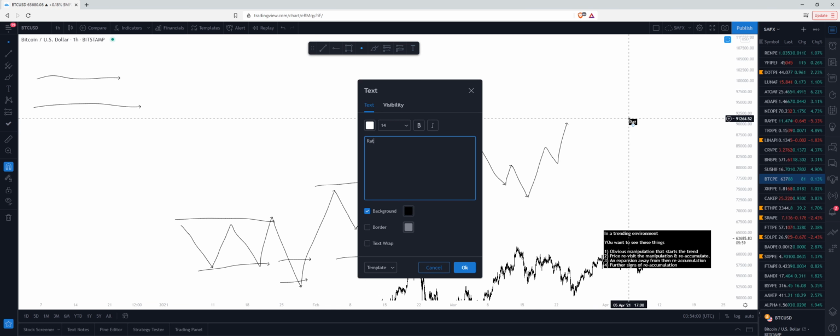So rather than buying into resistance, you want to wait for a retracement back into the previous levels of accumulation.